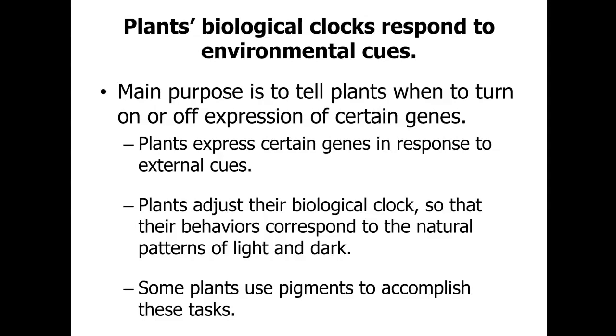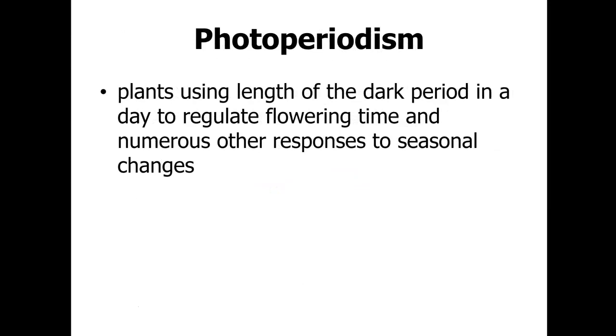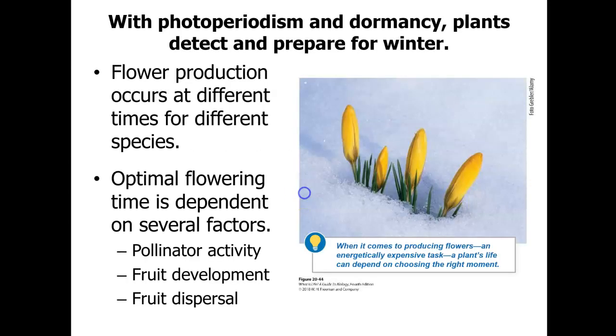Some plants actually are going to use things like pigments to accomplish these tasks. Photoperiodism is going to be plants using the length of the dark period in a day to regulate flowering time and numerous other responses to seasonal changes. With photoperiodism and dormancy, plants are going to be able to detect and prepare for winter.